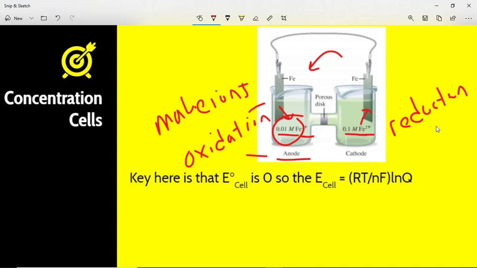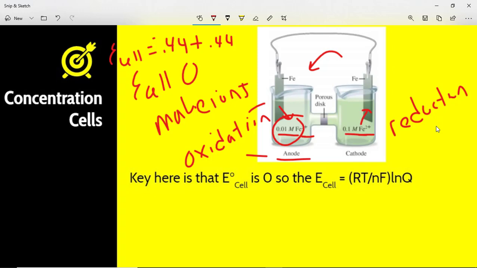Now what's interesting is that the anode and the cathode are both iron, and so the reduction potentials for both are the same. It's negative 0.44. We flip one, so we get positive 0.44. So in order to determine our E cell, it's negative 0.44 plus 0.44, so our E cell is 0.